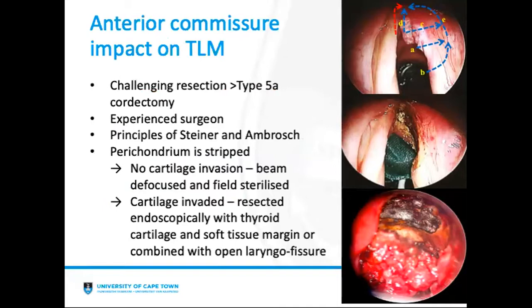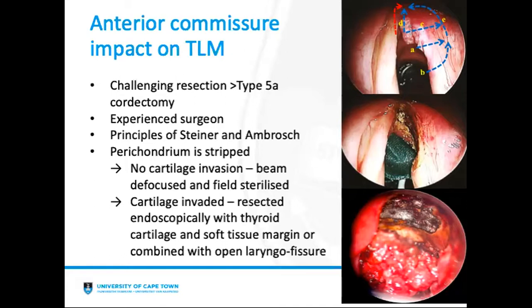Once the anterior commissure is adequately visualized, one can proceed with resection. However, as I mentioned earlier, these are challenging cases for the experienced laser surgeon. Patients often require a minimum of a type 5A cordectomy, sometimes a type 6, with excision of the vocal ligament, the anterior commissure, and anterior contralateral cord.